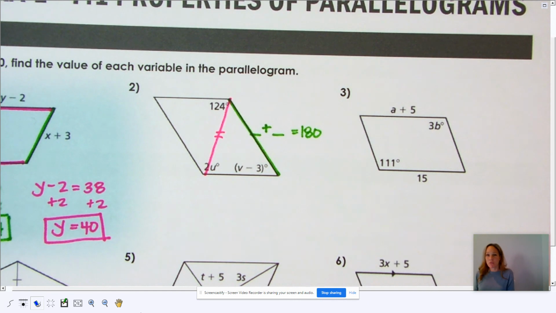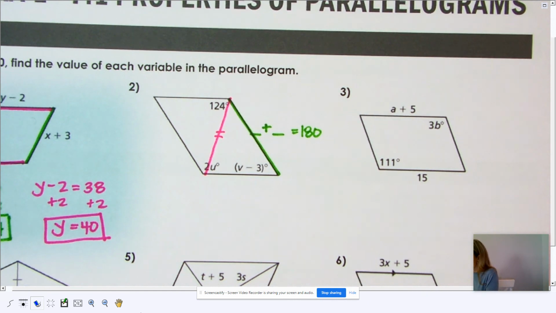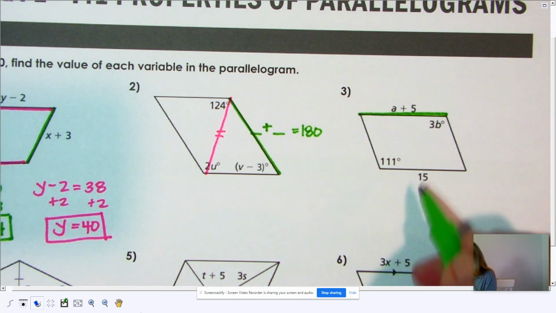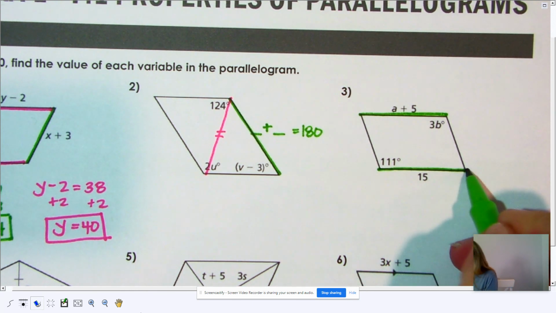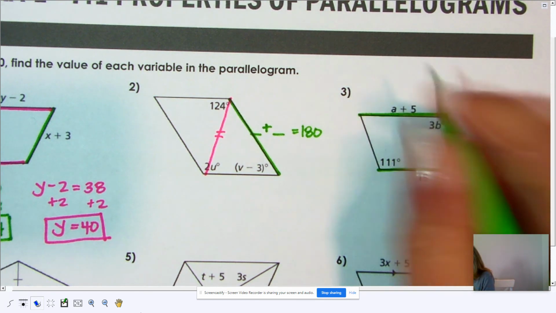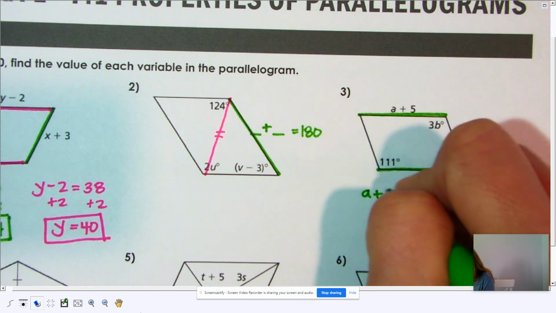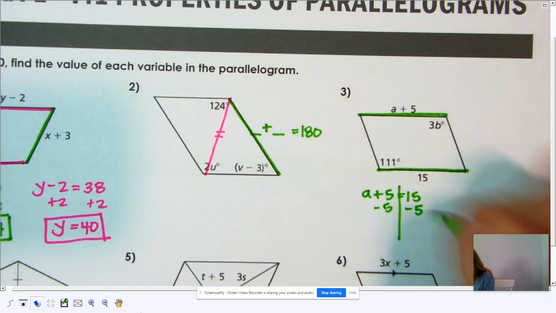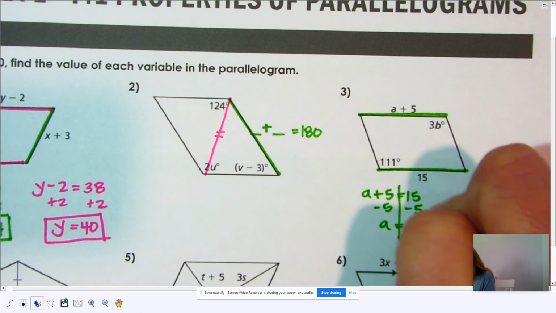Okay, for question number 3, I'm going to start with letter A alphabetically, and I realize that that is a side, so it has to be equal to the only other side that we have a value for, and those happen to be opposite, so we know that they're congruent to each other, that their measures are equal. Okay, so A plus 5 is equal to 15. I'm going to subtract 5 on both sides, so A is equal to 10.